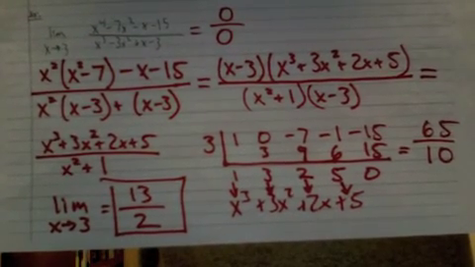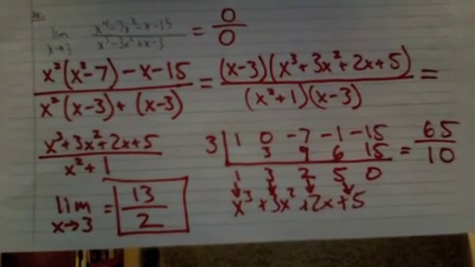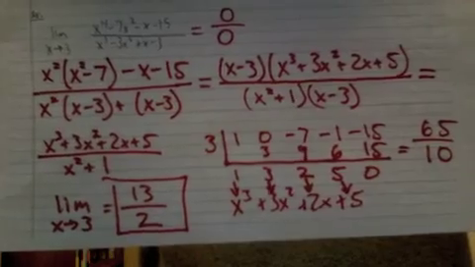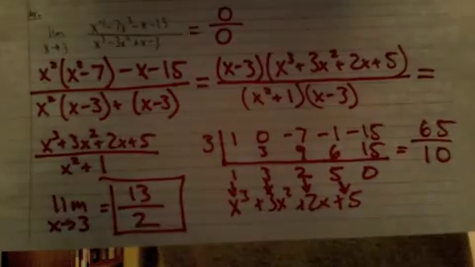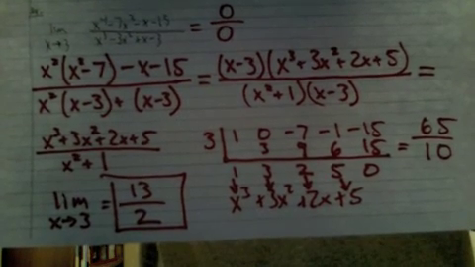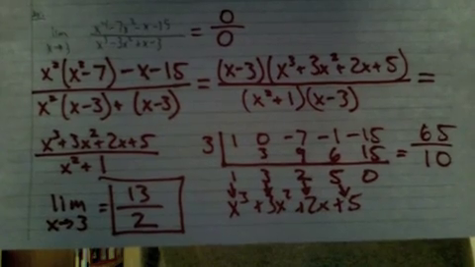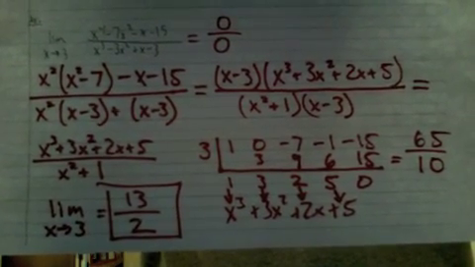And that's good because all we have to do now is we have an x minus 3 on the top and an x minus 3 on the bottom. Those two cancel. So now we just have the x cubed plus 3x squared plus 2x plus 5 all over the x squared plus 1. And we just plug in 3 for all of those values, and we go through, and it's just going to be 65 tenths, which is just 13 halves or 6.5.